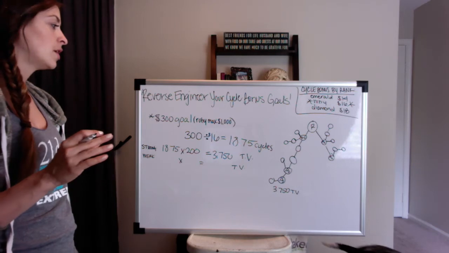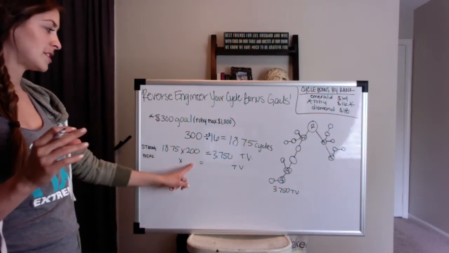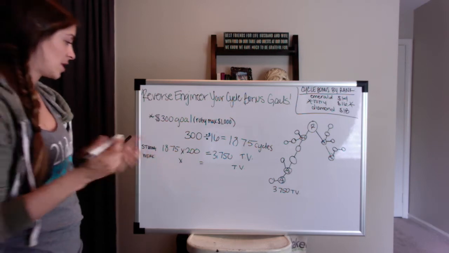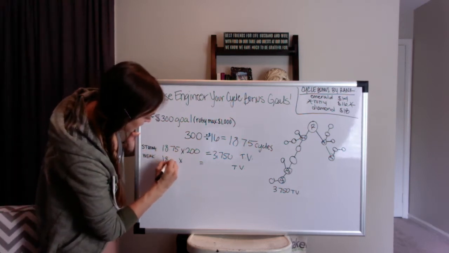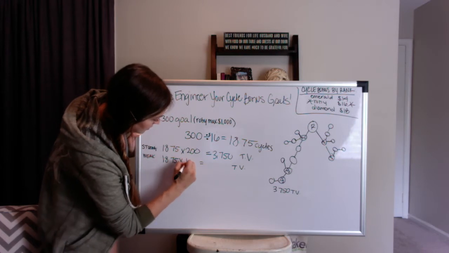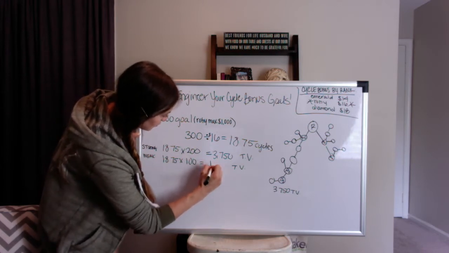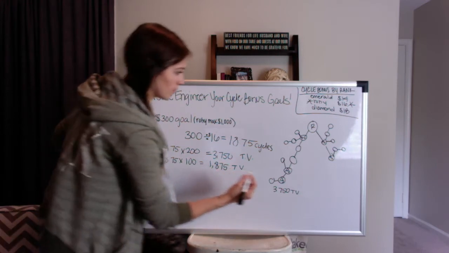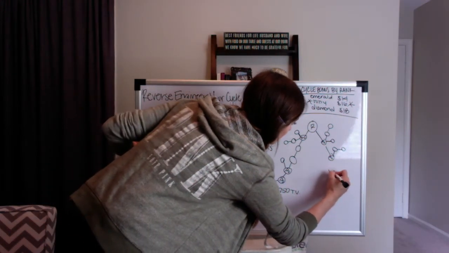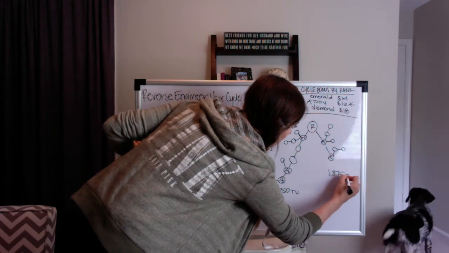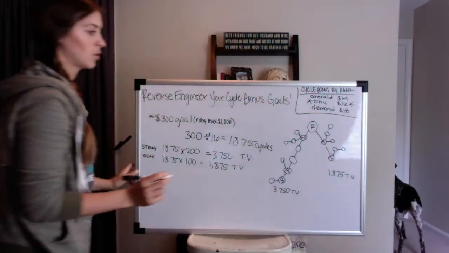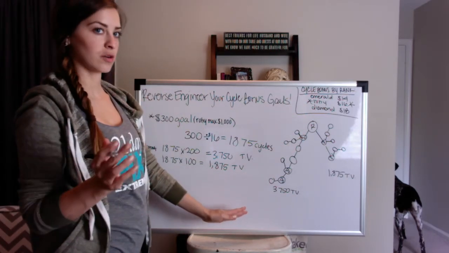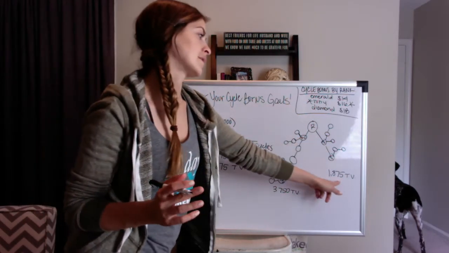All right. Now we're going to do the same thing for your weak leg to know exactly how much volume you would need to have on that leg for them to take 100 TV out at a time, 18.75 times. So 18.75 times 100 gives us 1,875 team volume. 1,875 team volume on your weak leg, which in this instance, the left leg is going to be your strong leg, right leg is going to be your weak leg.